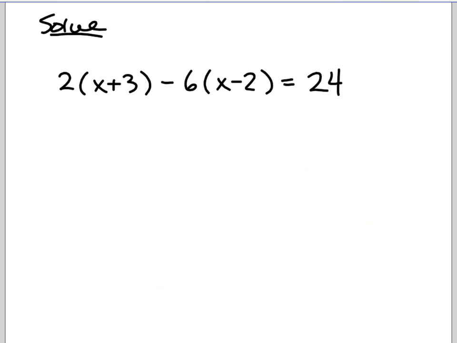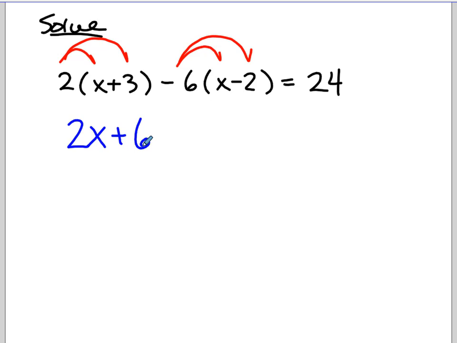Okay, last one, solve. So again, we're going to need our distributive property on two separate locations. So this becomes 2x plus 6 minus 6x plus 12 equals 24. The mistake most people make is right there. Okay, they don't get the two signs together properly.